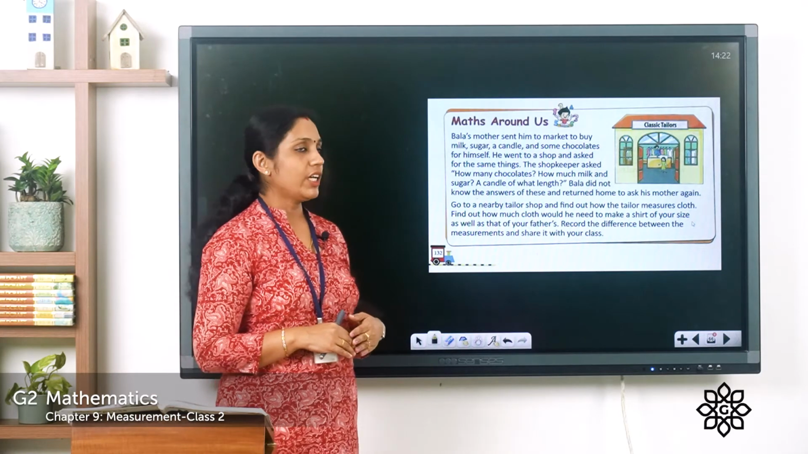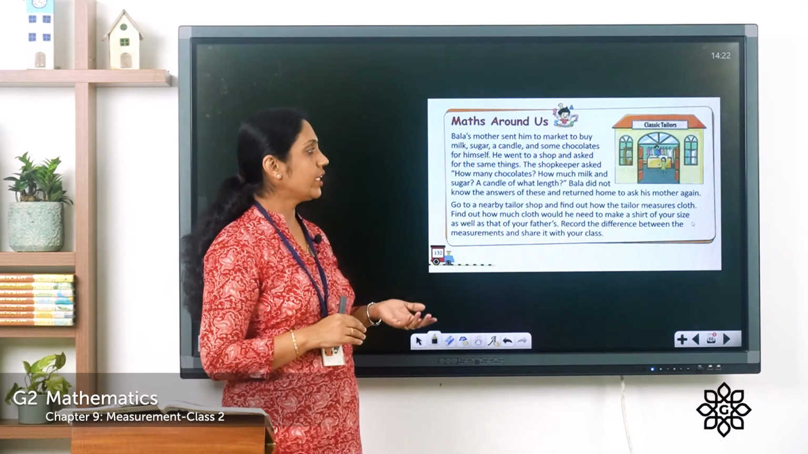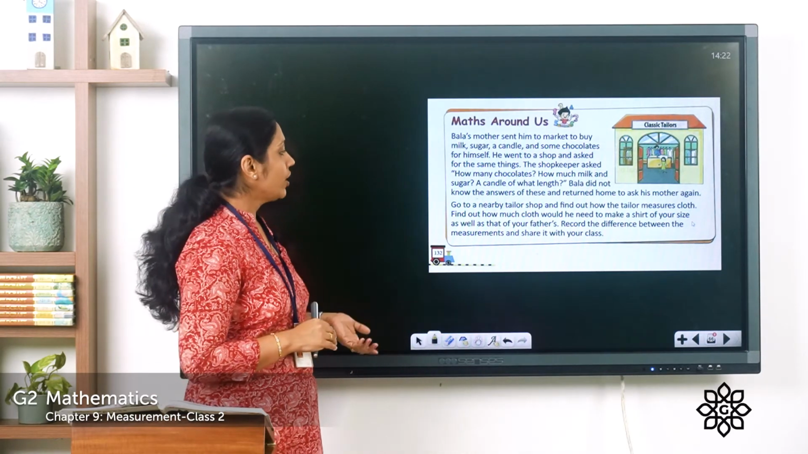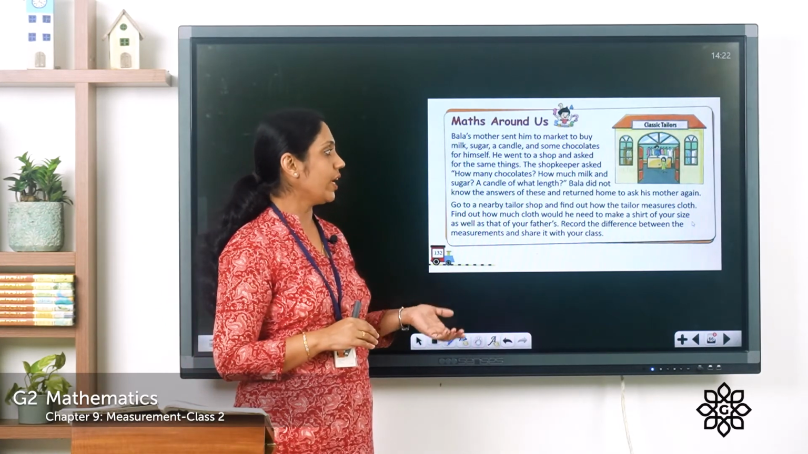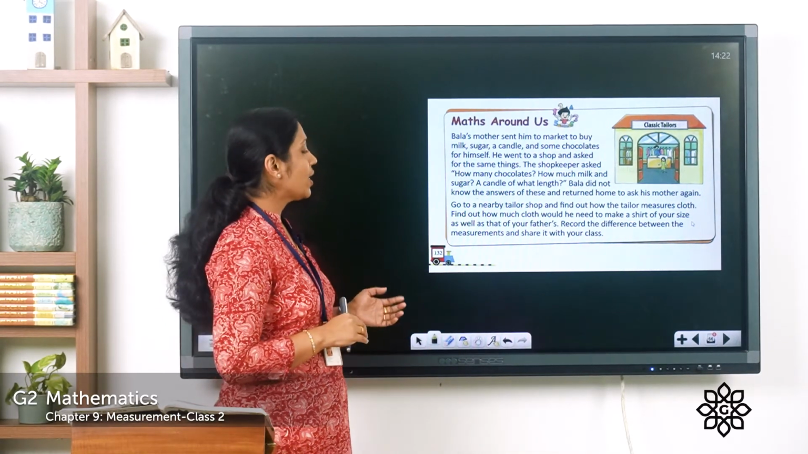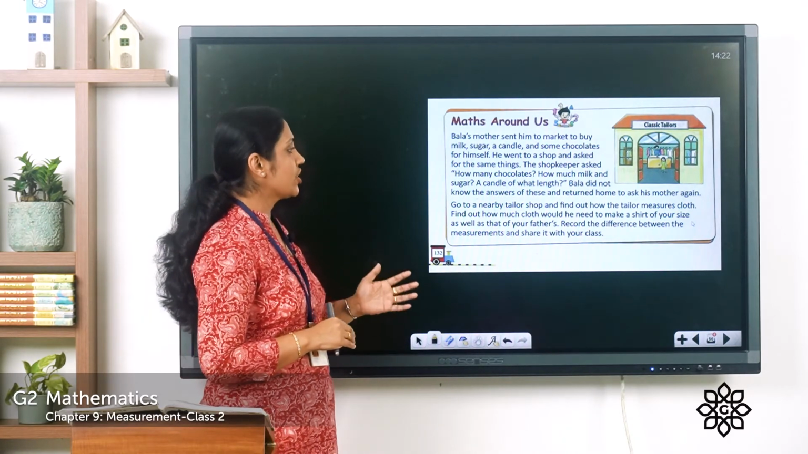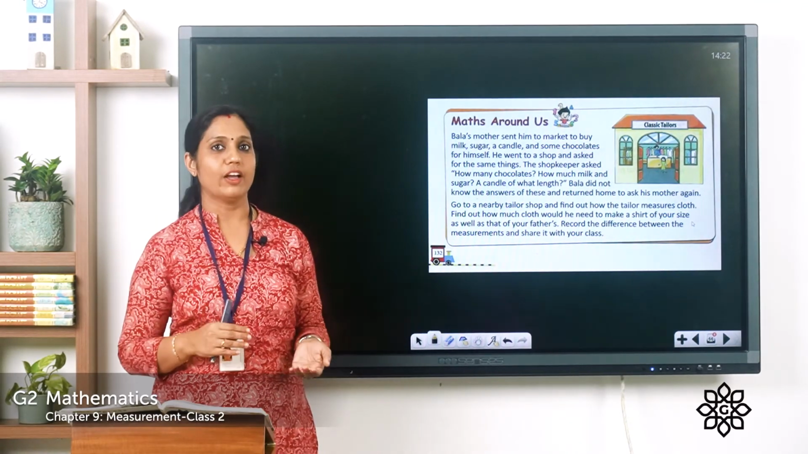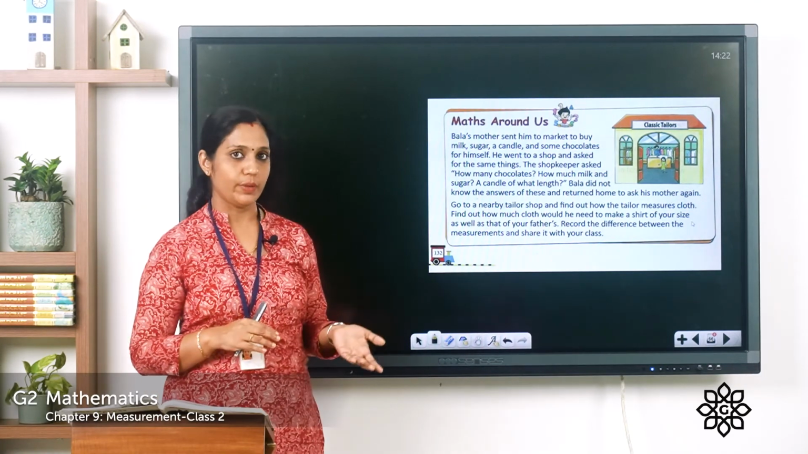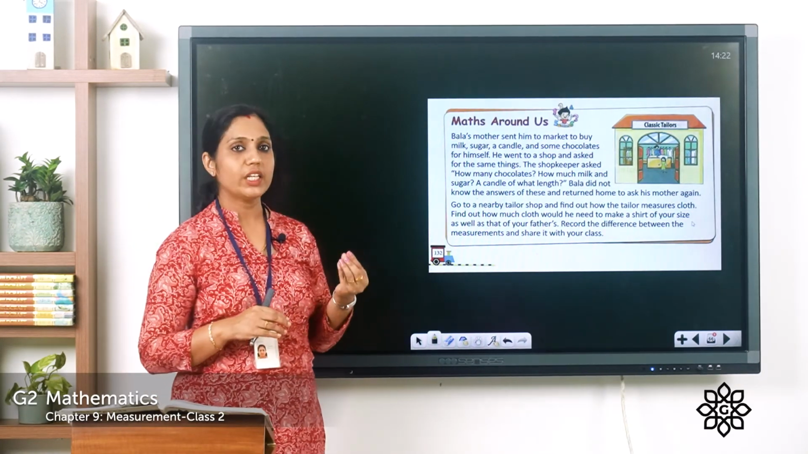Go to a nearby tailor shop and find out how the tailor measures cloth. Find out how much cloth would he need to make a shirt of your size as well as that of your father's. Record the difference between the measurements and share it with your class. So what you have to do? Go to a tailor shop, nearby tailor shop and find out how the tailor measures cloth.